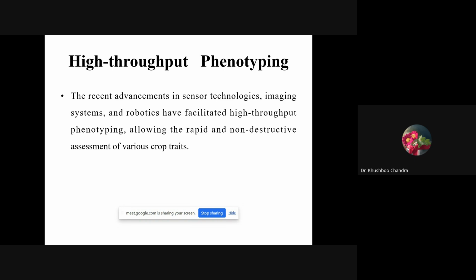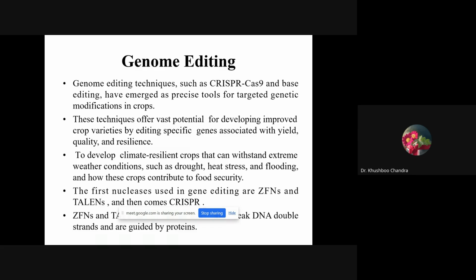So this conversion data collection part can be reduced with the help of this high throughput phenotyping. So now coming to the genome editing part.